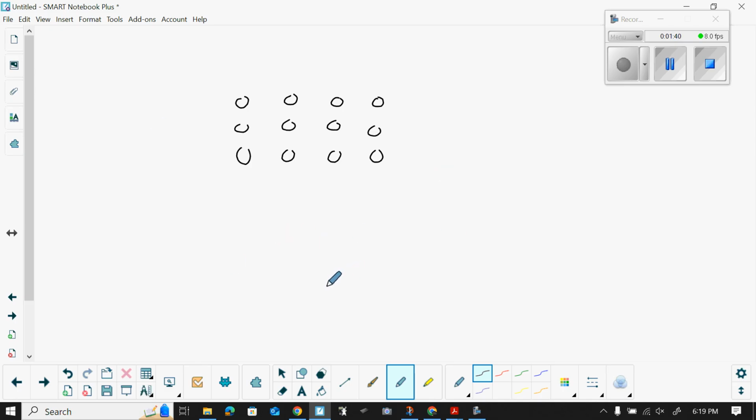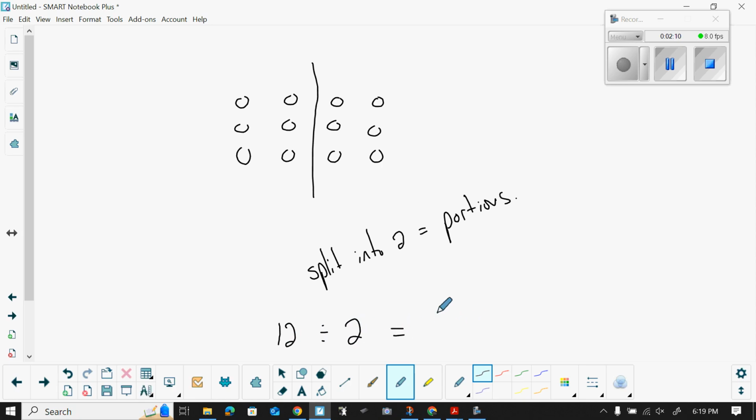Now if I wanted to take these 12 circles and I want to divide it into 2 equal parts, right? I want to split it into 2 equal portions. You're dividing it by 2. That's what dividing by 2 does. So this is why this looks like this. 12 divided by 2 equals what? 6. Why? Because each individual portion has 6 in it. So if I take 12 and I say I want to split it into 2 parts, 6.